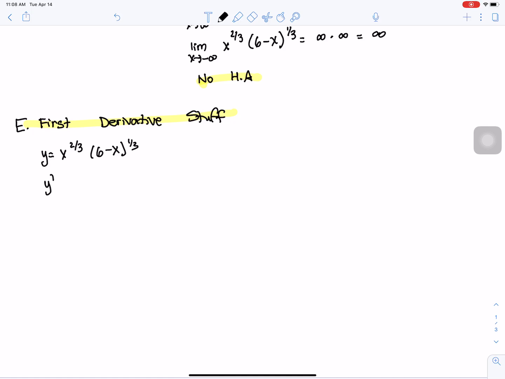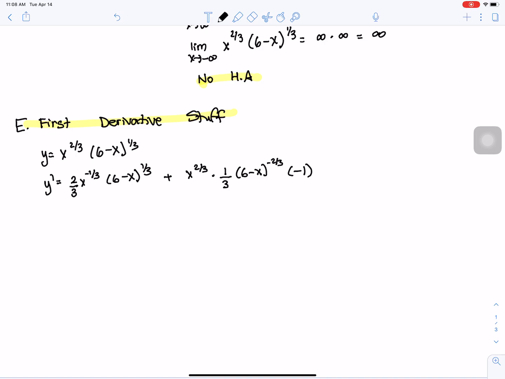So y prime equals, this will be product rule, 2/3 x to the minus 1/3, derivative of the first, times the second, plus I leave the first one the same. When I do the derivative of the 6 minus x term, it's going to be chain rule. So I do 1/3, 6 minus x to the negative 2/3. The derivative of the inside is negative 1.